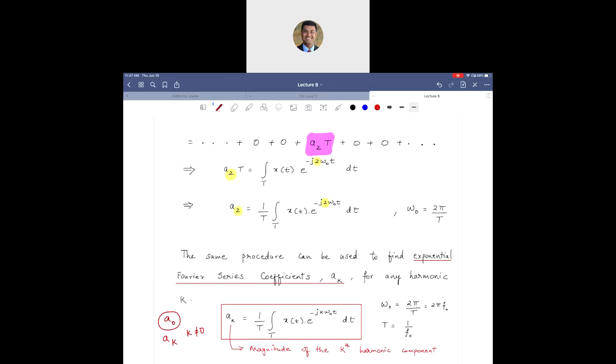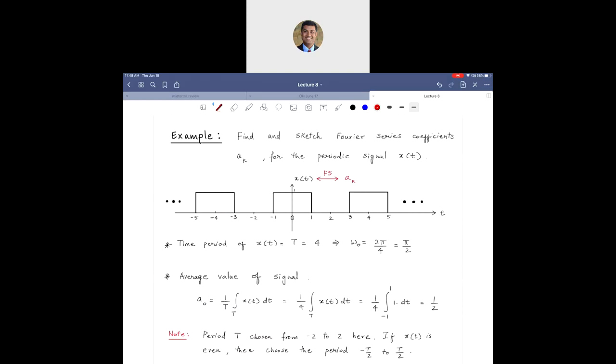Sometimes you might see that everything is included, even k equals 0 is included in the general form of a sub k, and sometimes it cannot be included because you will have a 0 divided by 0 situation. So be aware of that possibility, and you can navigate around that problem by trying to find a sub 0 first, separately from a sub k. All right, so let's move on and focus on the first example of Fourier series coefficients.